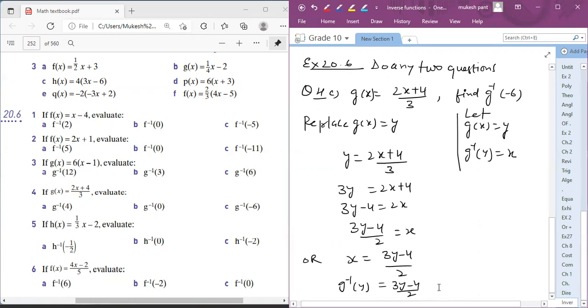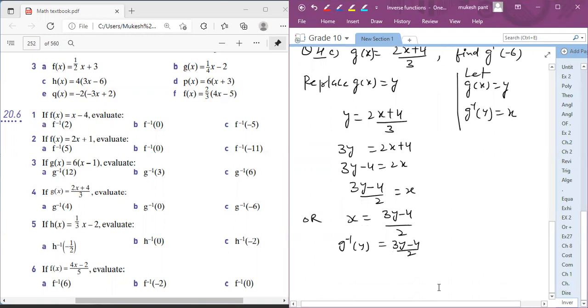Now if it is true for this one, replace y by x. So g inverse x equals (3x - 4)/2. Okay, (3x - 4)/2. Now look at part C, question 4C.